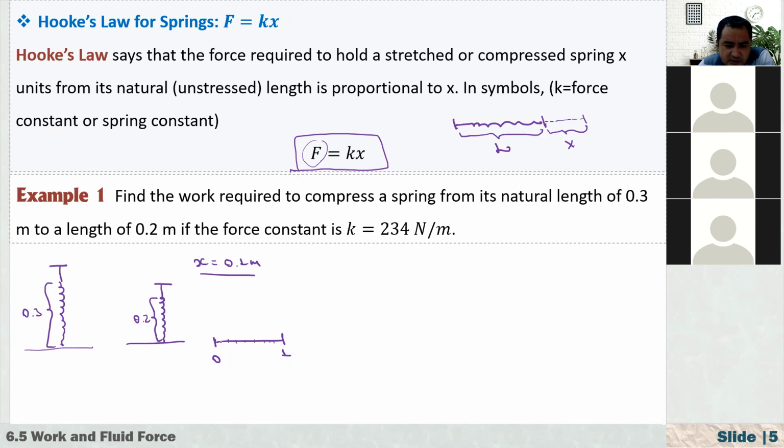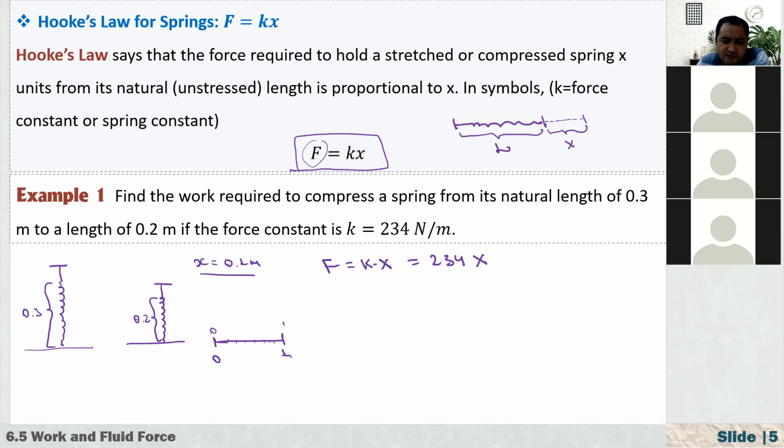So that means that x is changing from 0 to 1, right? And also, actually, f is different at every point. So simply here, what is our f? We know that f is equal to k times x, and the constant of this spring is given here. That's equal to 234, and that's x.